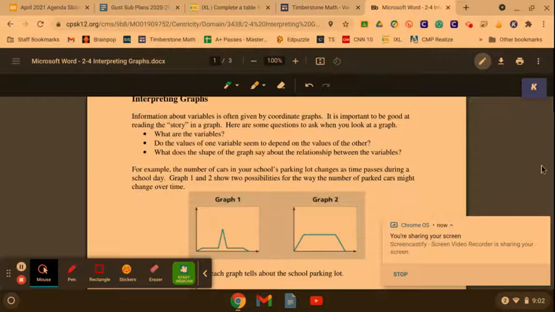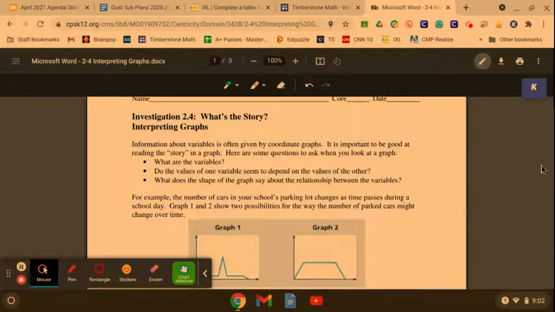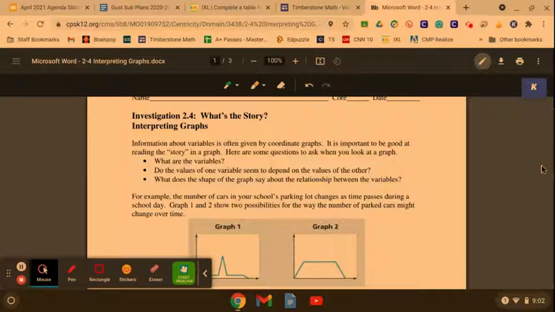Hi guys and girls, what you're looking at here is the introduction page to Investigation 2.4, What's the Story? Interpreting Graphs. So what I'm going to have you work on today is just taking a look at different graphs and seeing if you can figure out the story behind the graphs, because every graph has a story.